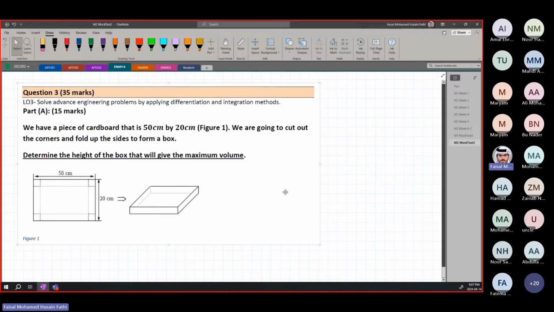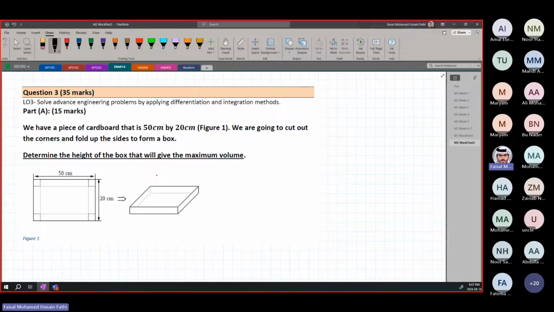So now we have gotten into optimization. Okay. We have a piece of cardboard that is 50 centimeters by 20 centimeters. All right. We are going to cut out the corners and fold up the sides to form a box. Tamam. So we are going to cut out this corner over here, and from the side, and we want to make it into a box.